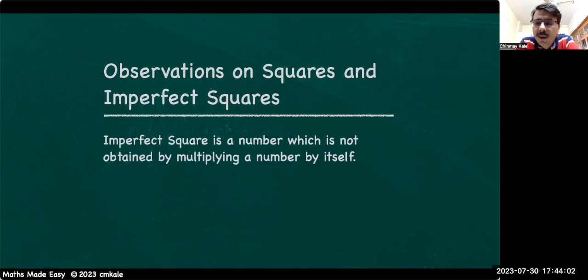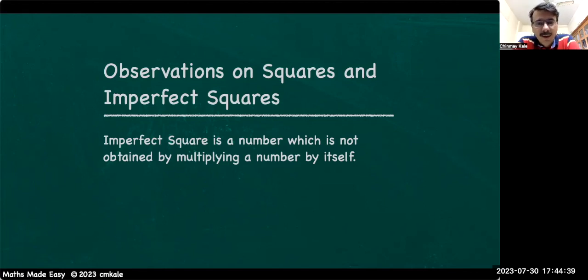So let us begin with today's topic, which is squares and imperfect squares. So what's a perfect square? A perfect square is a number which is obtained by multiplying another number by itself. For example, 4 is a perfect square, which is obtained by multiplying 2 with 2.